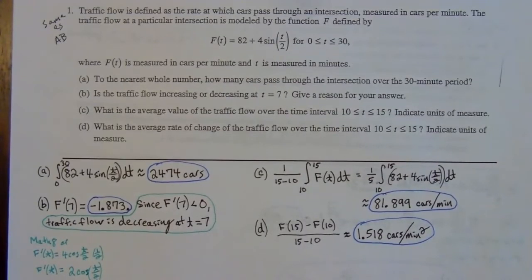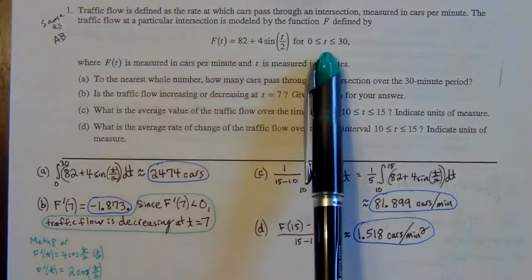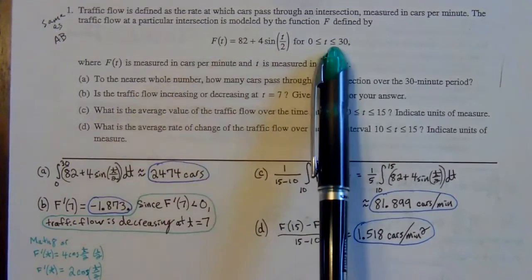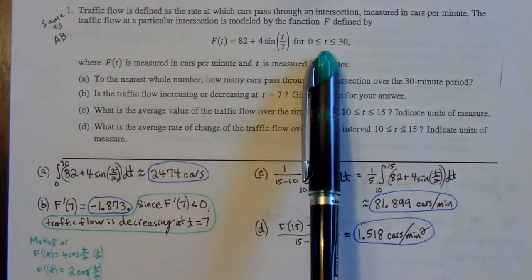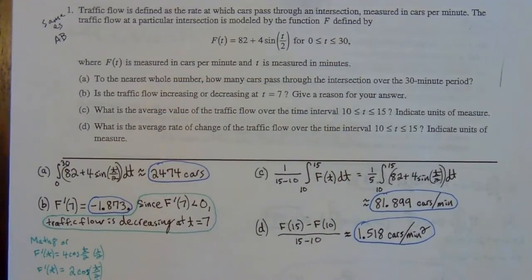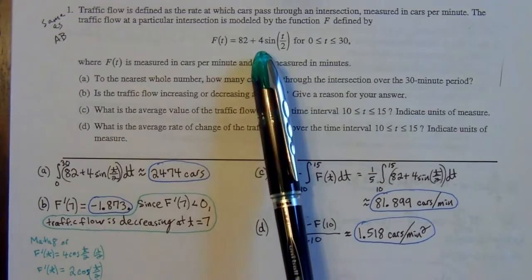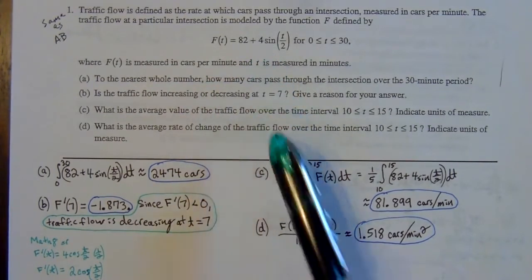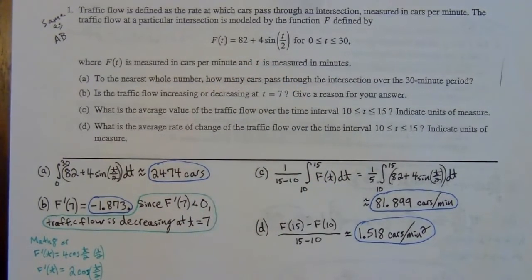Part B, it says, is the traffic flow increasing or decreasing? Now, understand this is the traffic flow. So they want to know, is that increasing or decreasing? And if we want to know if anything is increasing or decreasing, we want to know if its derivative is positive or negative. So I need to take the derivative of that at 7 and then determine whether that's a positive or negative answer. Remember, Math 8 will do that for us.